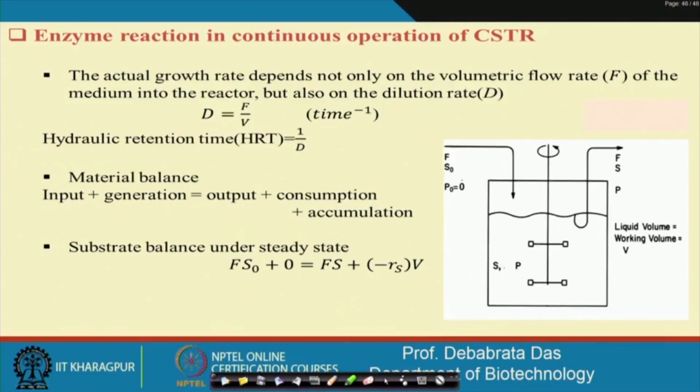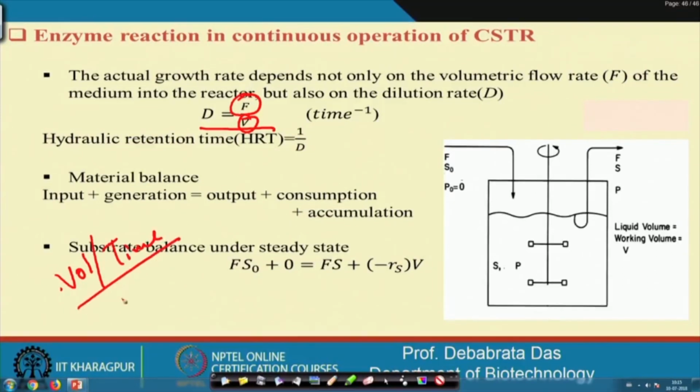Now, the dilution rate, we might already know, is what? The flow rate, the volumetric flow rate, divided by volume. What is the volumetric flow rate? Volume per unit time. Am I right? And this is volume. So what is happening? This volume will cancel. So what will be the unit? 1 by time. So dilution rate, what is the unit of dilution rate?